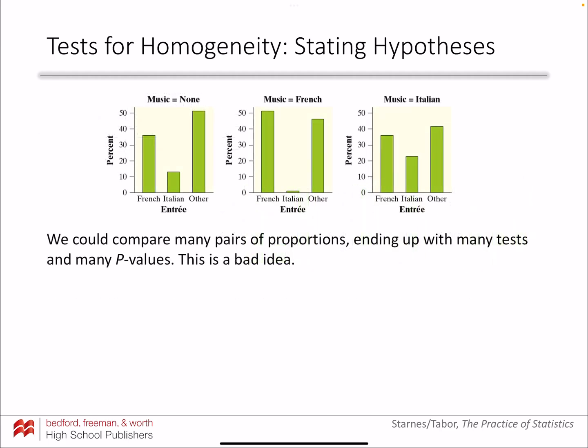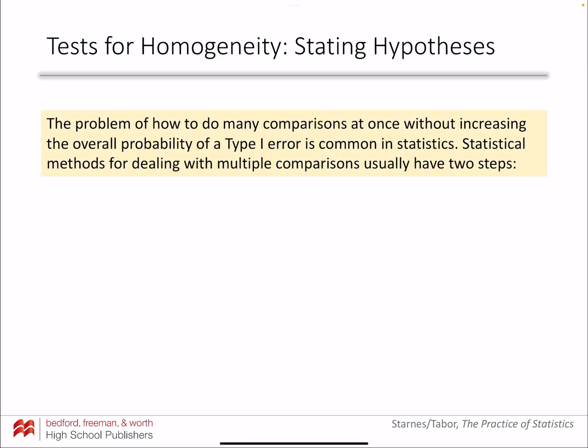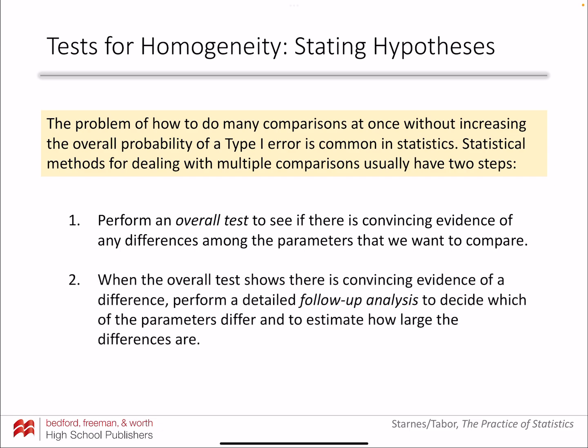Like we said, you could compare many different pairs of proportions, but if you do that, you have a greater chance of making a type 1 error in at least one of the tests, because you're going to end up doing lots and lots of different tests. So what we do is perform an overall test to see if there's convincing evidence of any difference at all. If the overall test shows convincing evidence of a difference, then you can do some follow-up analysis.